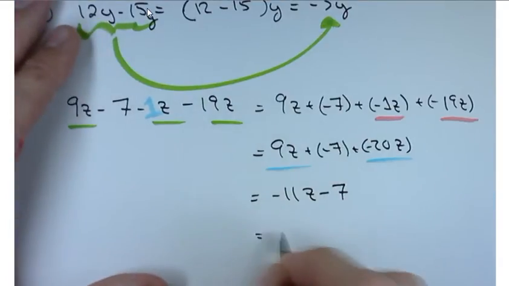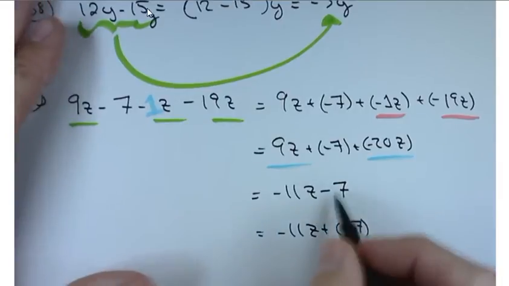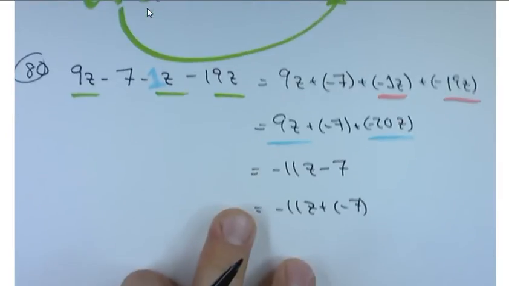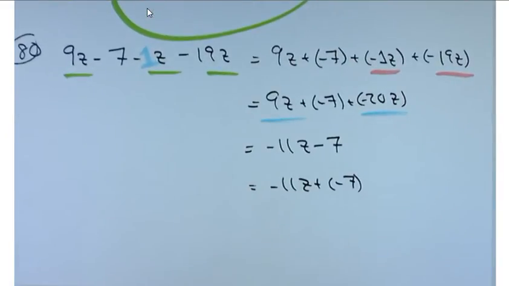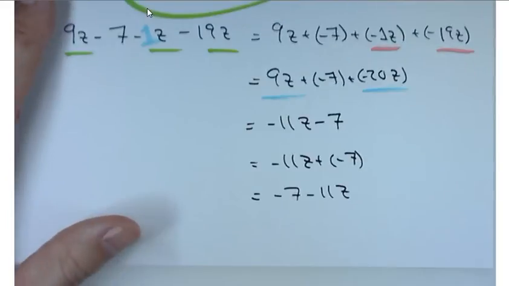If you wrote this, negative 11z plus negative 7, that's okay. This is just a little cleaner. Yeah, thanks. Oh, yeah, that's fine too. Negative 7 minus 11z. Yeah, nothing wrong with that.